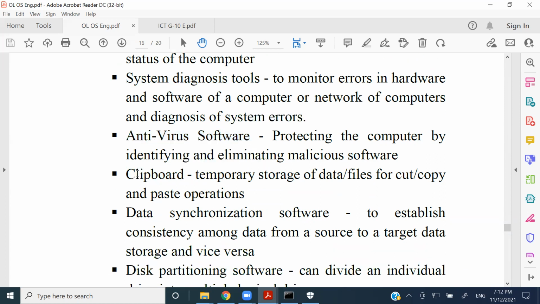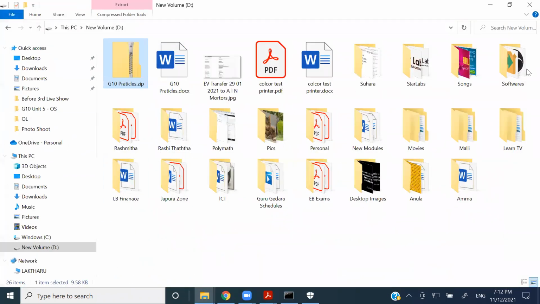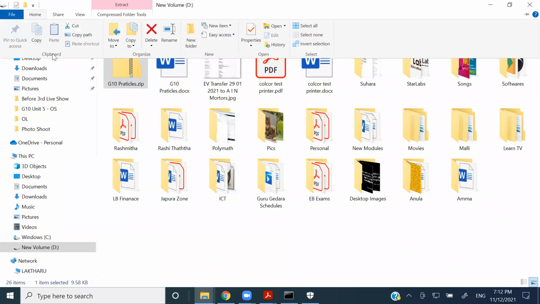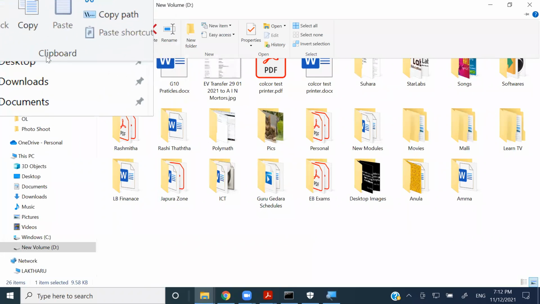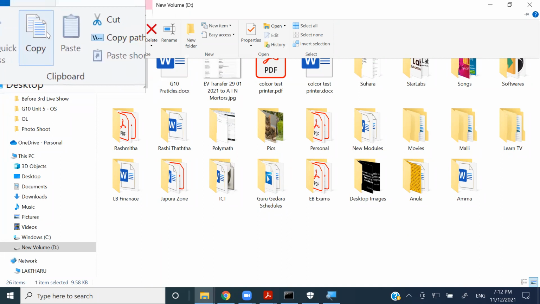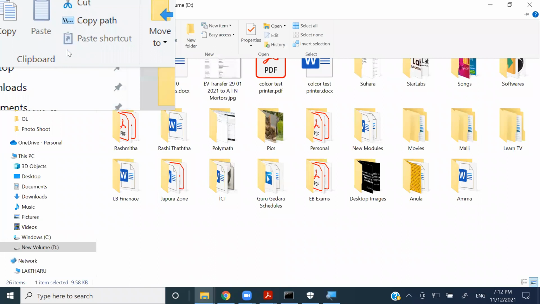And clipboard, we have used this clipboard a lot of times on the computer without knowing about it, right? So if you go to Windows Explorer, any particular window, and if you go to the Home tab, you can see the clipboard, right? See, this particular group is called clipboard. That clipboard has copy, paste, cut, copy path, and all these things, right? You can find the same clipboard in word processing software as well. With most software, you will find the clipboard.